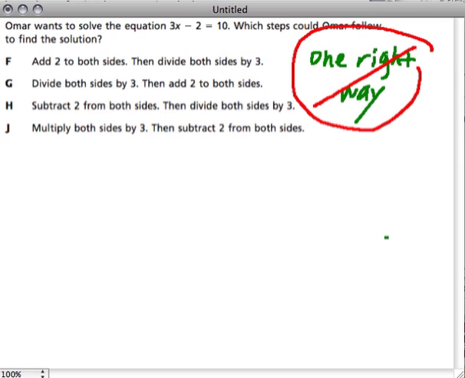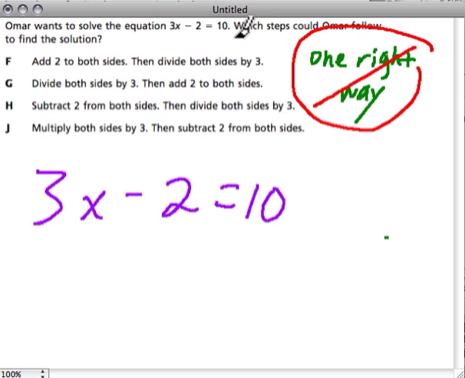And this question right here, they're asking us that Omar wants to solve this equation, and the equation is 3x minus 2 is 10. And then it says, which steps could Omar follow to find the solution? So I don't like this question because they're asking us to think about which of these is the right way to do it. Well, there is a right way to do it, but there are many right ways. So let's just look at these and see which of them don't make sense.